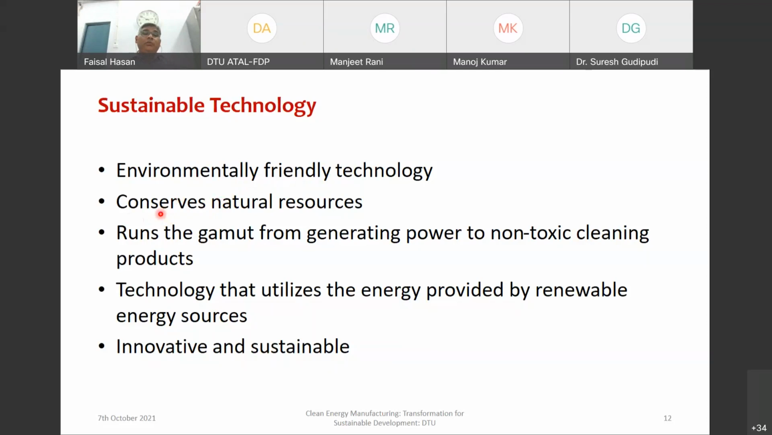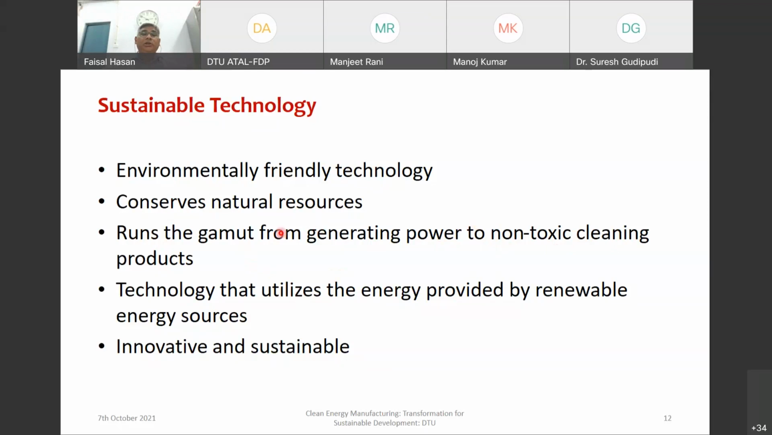Sometimes we say a sustainable technology is the one which conserves natural resources, with dependency on renewable power, and runs the gamut from generating power to non-toxic cleaning products. Whatever product we are delivering, it must be non-toxic, in the sense that when it comes to its disposal, it should be eco-friendly. So, reduction of waste. Nowadays we are talking about loss of e-waste also.